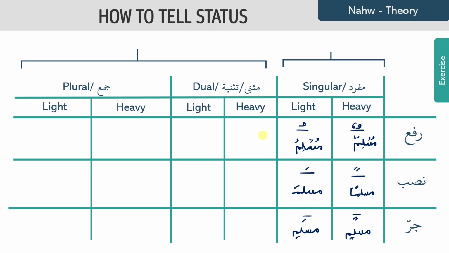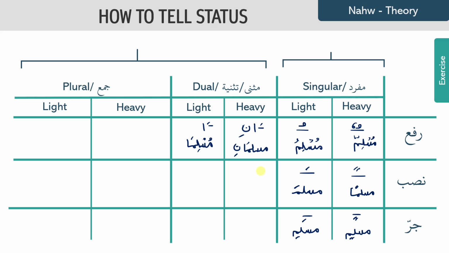Heavy dual rafa is ani. When you see ani at the end of a word, remember this is a suffix, the ani that is extra added onto the word and not the ani that is part of the word. Some words in Arabic have ani that is part of the word, and that's not i'rab, that's literally part of the word itself. So the example for that would be muslimani, and then the light version of that is simply a, muslima. You drop off the noon basically.